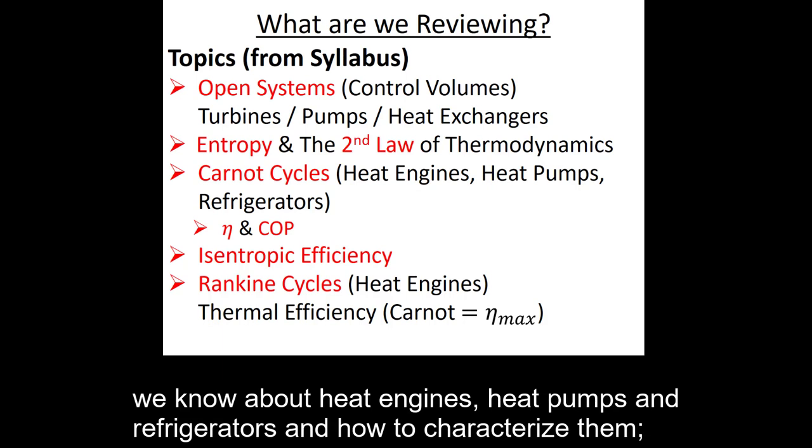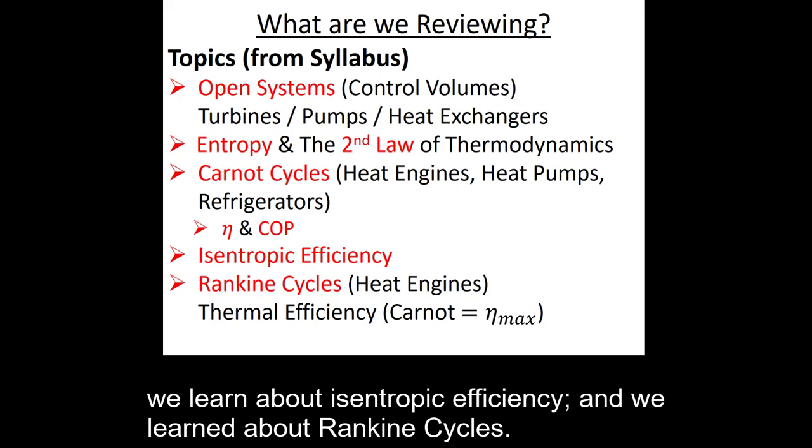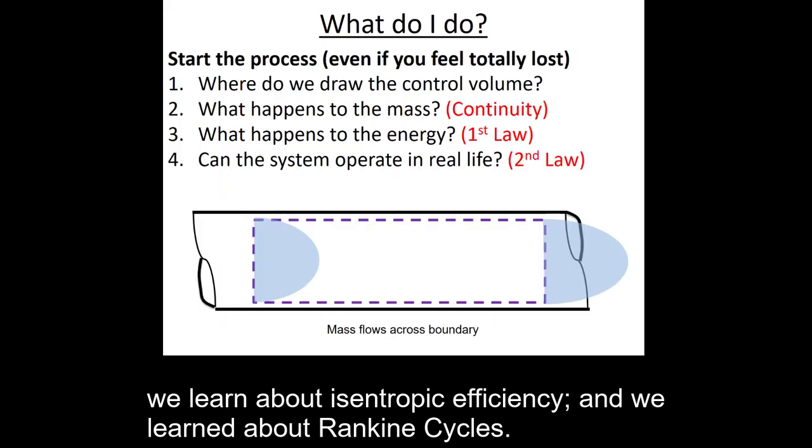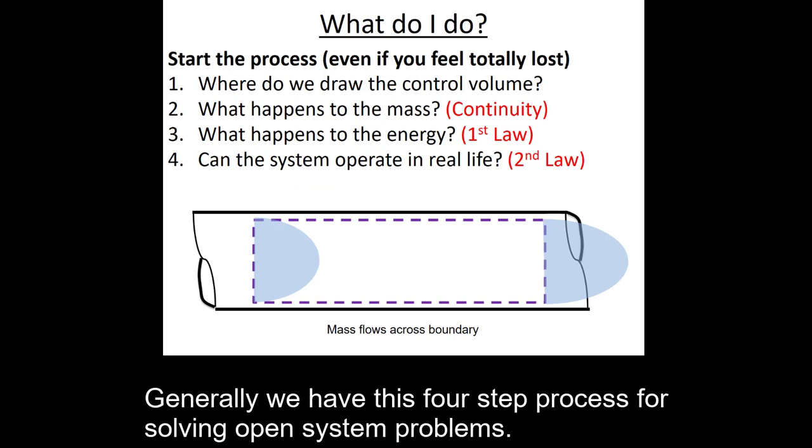We know about heat engines, heat pumps, and refrigerators, and how to characterize them. We learned about isentropic efficiency, and we learned about Rankine cycles. Generally, we have this 4-step process for solving open system problems.